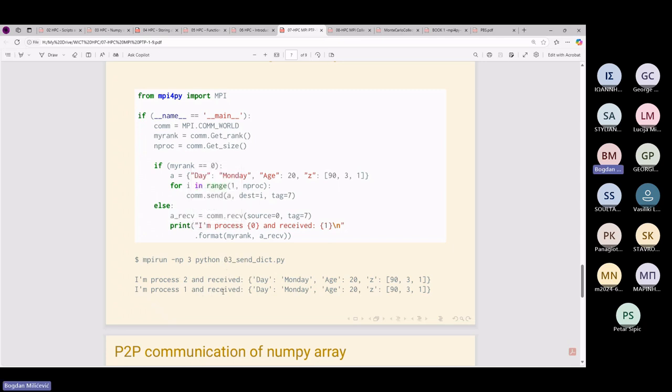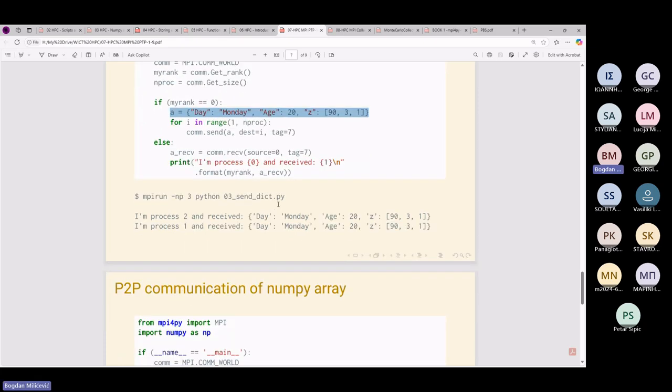And then you have the output: the second and first process printed what dictionary they received from 0. Of course, it will be this dictionary. We didn't print from process 0 because that's already here. We could add a printing statement here if we wanted. Okay.